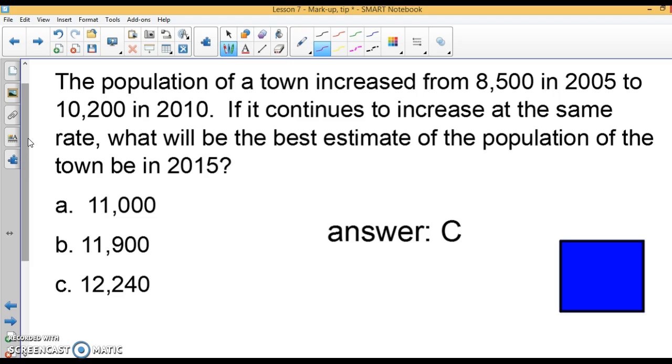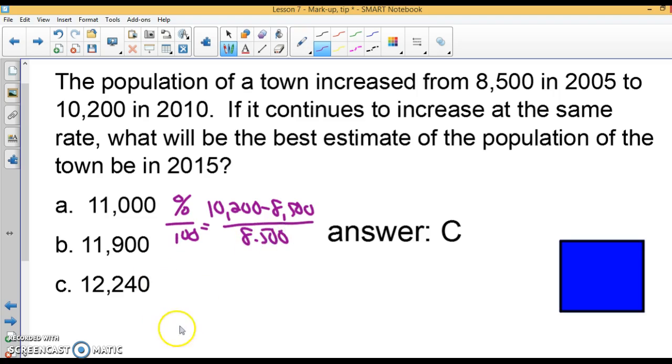You need to find the rate of increase. How do we find the rate of change? Well, don't we set up a percent proportion? So, percent out of 100 equals the part, which is the difference. So, 10,200 minus 8,500 divided by the original, 8,500. When you do that work, you end up with a 20% increase. So it was a 20% increase over those 5 years.